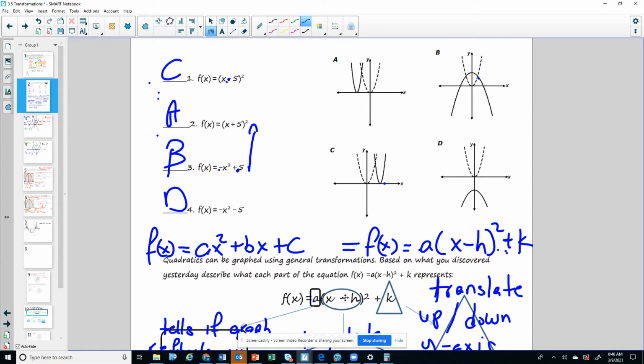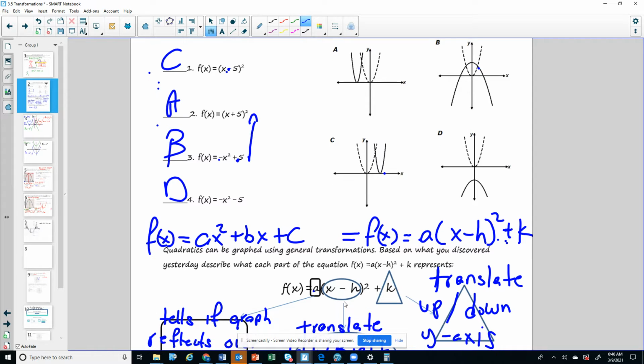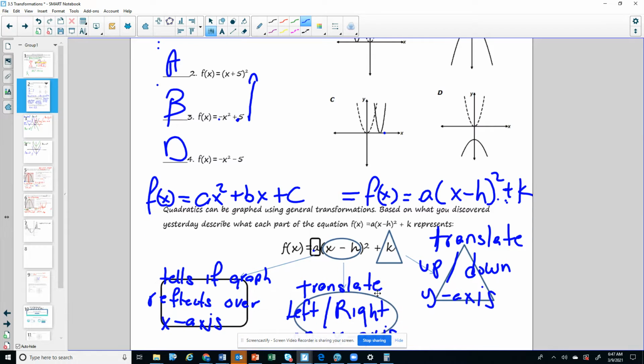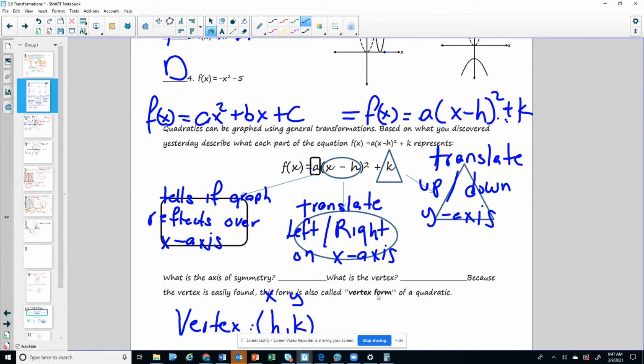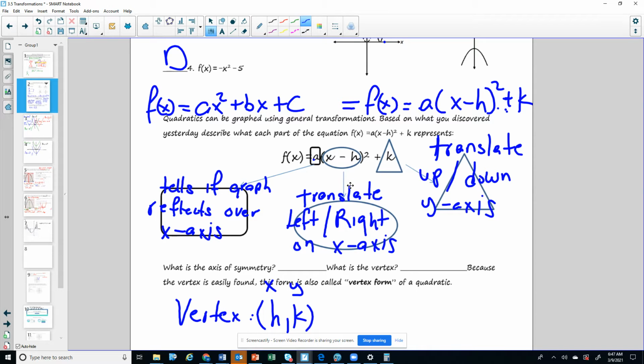So if there's a positive sign inside the parentheses, that is, if h is negative, then the graph translates to the left. If h is positive, then it translates to the right. I'm going to look at some examples of that. And then we also looked at the vertex. All right. I can tell the vertex from this equation. The vertex is (h, k), where h is the x coordinate and k is the y coordinate. And I'm going to look at an example for that.